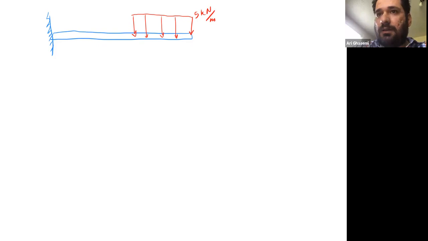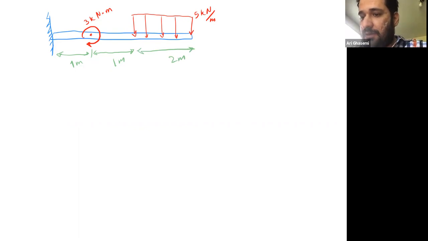Okay, say we have a beam loaded. Let's put the load here, 5 kilonewton per meter. And then you have a couple moment here, 3 kilonewton times meter. This distance is 1 meter, 1 meter and 2 meters.